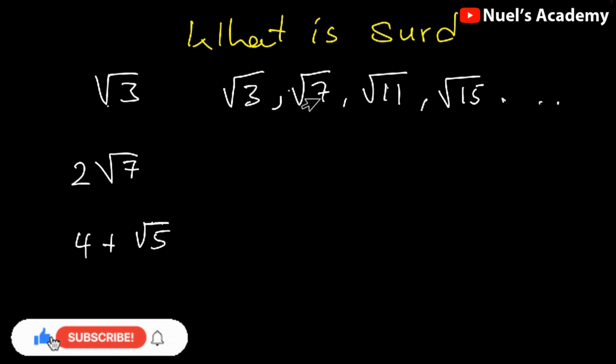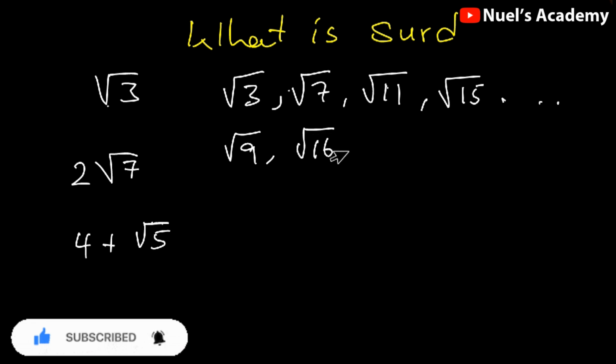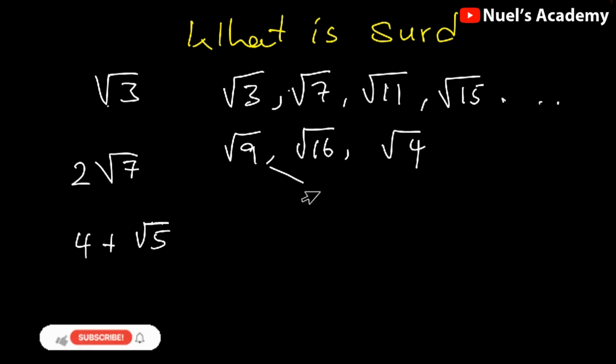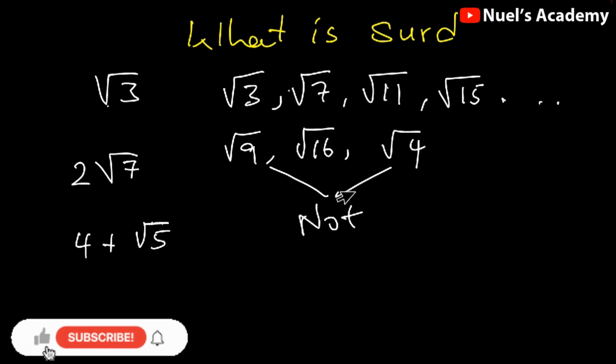Now, if you look at these 3, 7, 11, and 15, they are not perfect squares. But square root of 9, square root of 16, square root of 4, all of these are not surds because they are square roots of perfect squares. Perfect squares are numbers gotten when you multiply a certain number by itself. For example, 9 is 3 squared, 16 is 4 squared, and 4 is 2 squared. So root 9, root 16, root 4 and other roots of perfect squares are not surds. So a surd only refers to square roots of numbers that are not perfect squares.